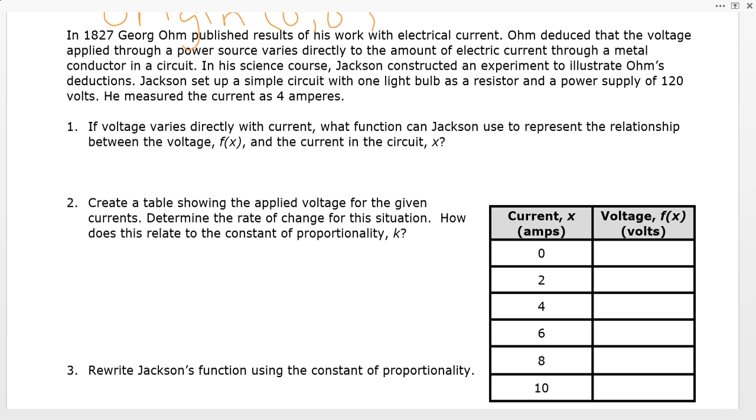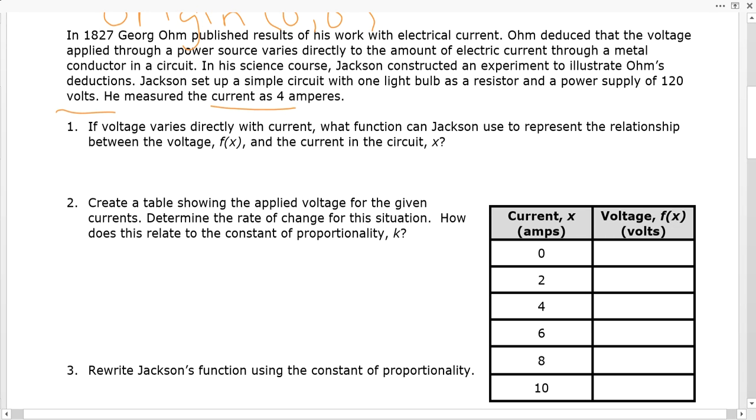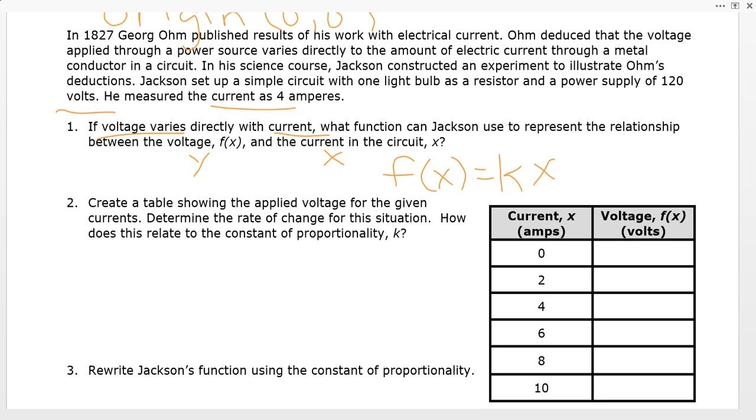So we're talking about an experiment. We're talking about volts and current. The voltage varies directly with the current, so that means the voltage is y and the current is x. So the equation is the one we're always going to use, which is f of x equals kx. Okay, we're going to fill up the table and then we're going to find k. We know, because I just told you, that at 0, the voltage is going to have to be 0.